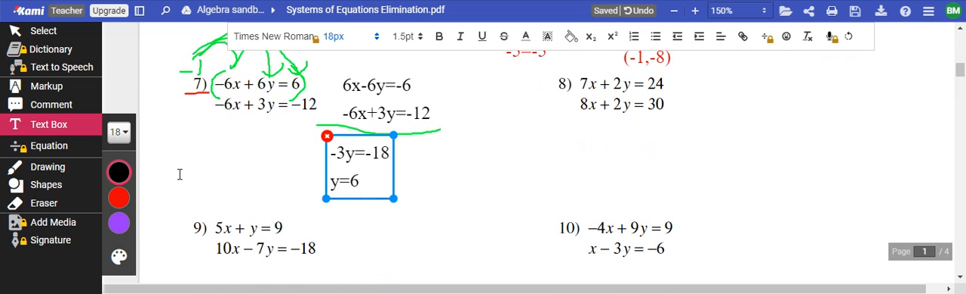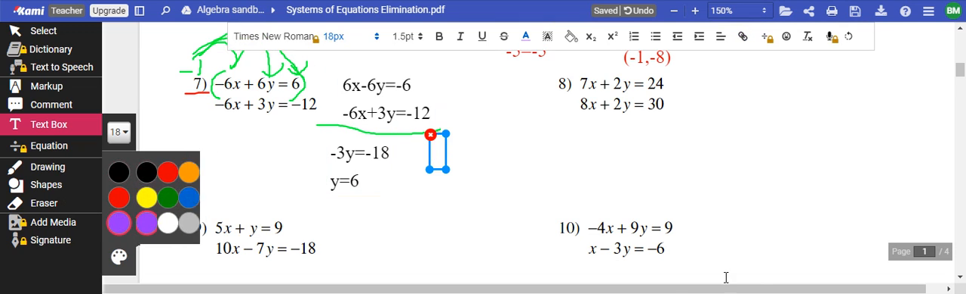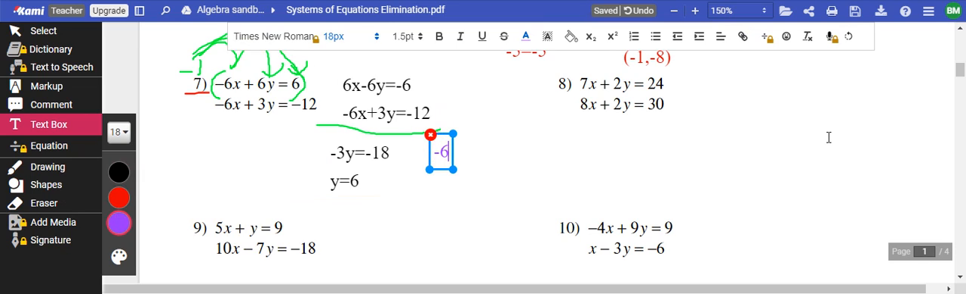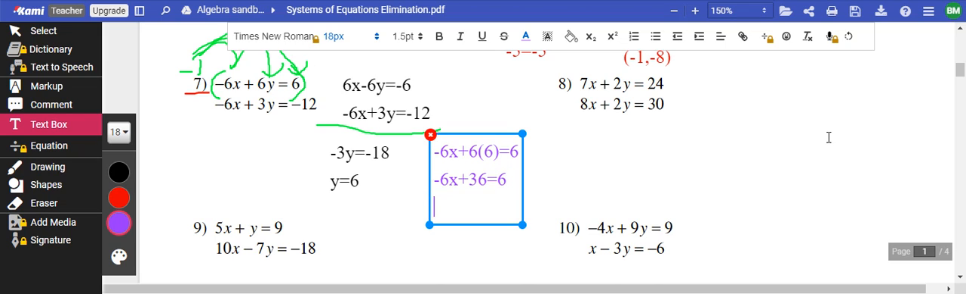So then I'm just going to put it back into that original equation. I'm doing a different color so you can see. And I'm going to get -6 times x plus 6 times 6 equals 6. That's a lot of sixes. So I get -6x + 36 = 6. I subtract 36 from both sides, and I get -6x = 30. I divide by negative 6, and I get x = -5.